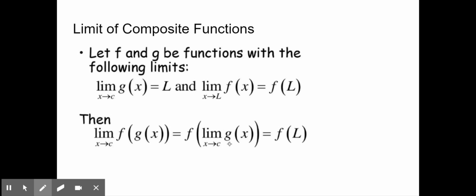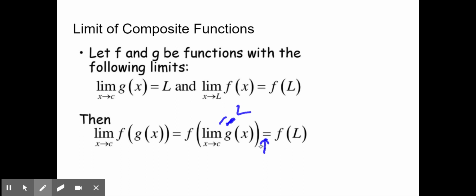There's a step here that's kind of missing, but it is very important. Sometimes it needs to be there and sometimes it doesn't, so we're definitely going to include it. So let's come back up here. It says let f and g be functions with the following limits: the limit as x goes to c of g of x is equal to L. So this limit came out to be L. Now, the conclusion tells you that you find f of L, and sometimes that is true.